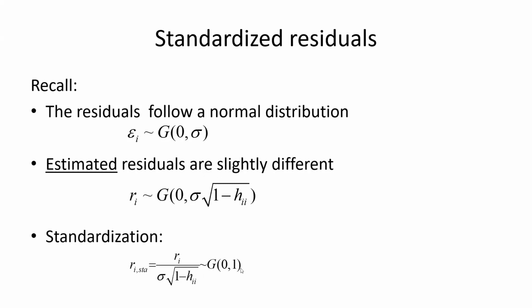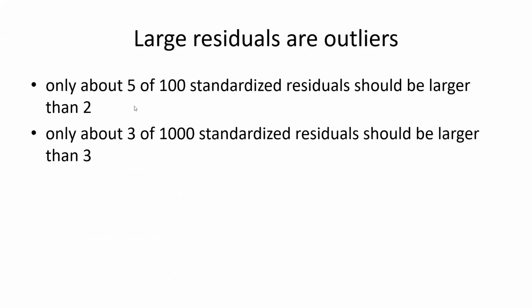And this allows us to know what large is, because for a normal distribution, we know that about 5 in every 100 observations should be larger than 1.96. But 1.96 is hard to see on a graph. We're talking 2 here, right? So about 5 of 100 should be larger than 2. And only about 3 of 1,000 should be larger than 3.